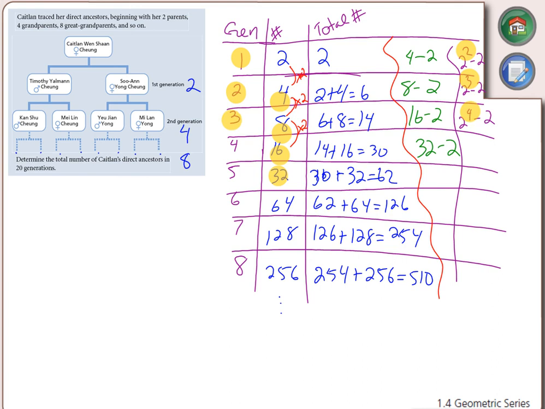So I could talk about the 20th generation. And I could say 2 to the 1 more, 21, minus 2 equals 2097150. Now, that's not the only way to get to the answer. You could have found the answer many different ways. But look for patterns in numbers. Make connections yourself.